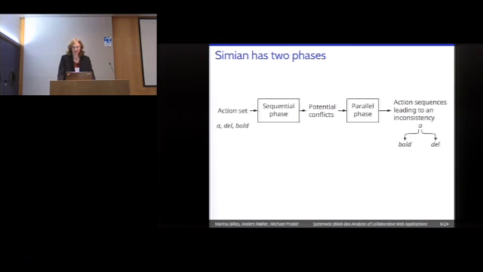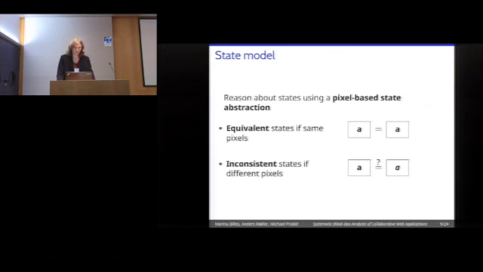What we need for our approach is first the concept of a state. So we need to reason about how to compare different states. First, we use a pixel-based state abstraction for that. So if you want to tell if two states are equivalent, we just take screenshots of both clients and then see whether all the pixels match between them. That's how we tell equivalent states.